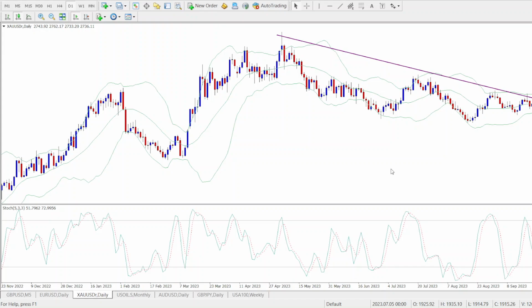So there you have it, an overview of how to boost your trading skills using the Bollinger Bands and Stochastic strategy.